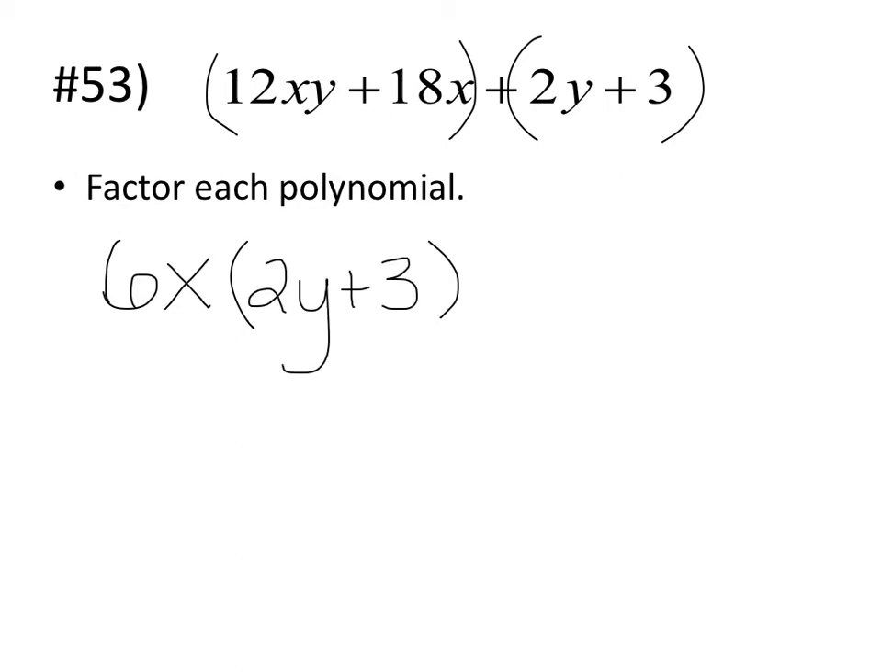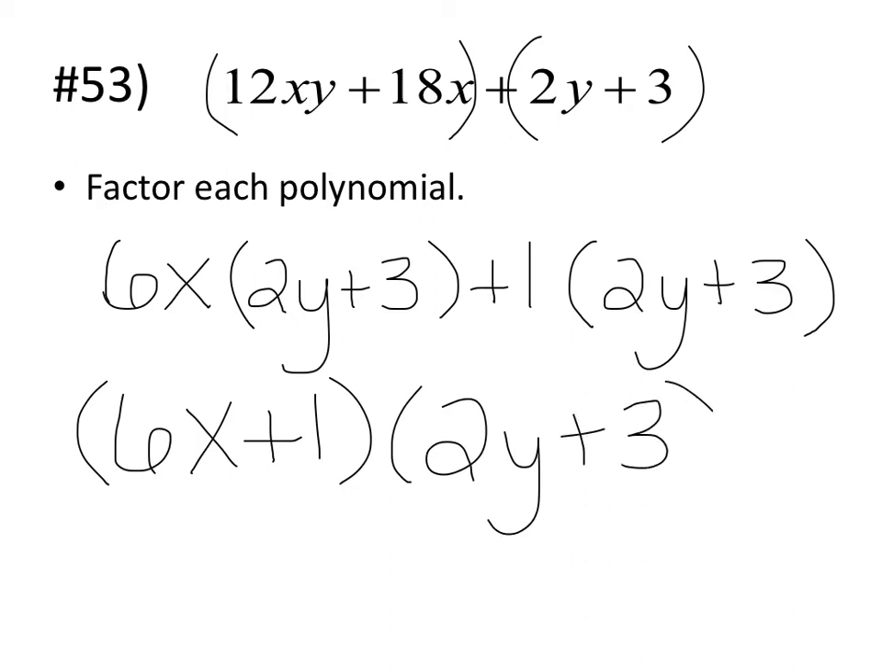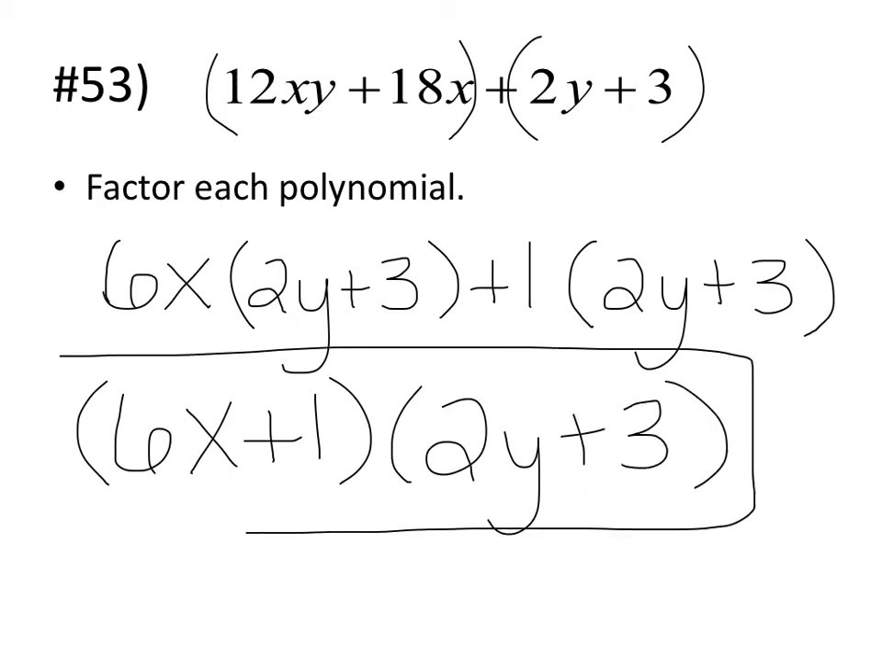And then 2y plus 3, I don't have anything in common, so really you're just factoring out a 1. So you're leaving the 2y plus 3. You don't really even have to write that 1 if you don't want. You just need to know that there is a 1 there. So when you write this 6x plus 1 up here, you know that there really is a 1 there. And what's in your parentheses is 2y plus 3. Okay, so be careful on that.